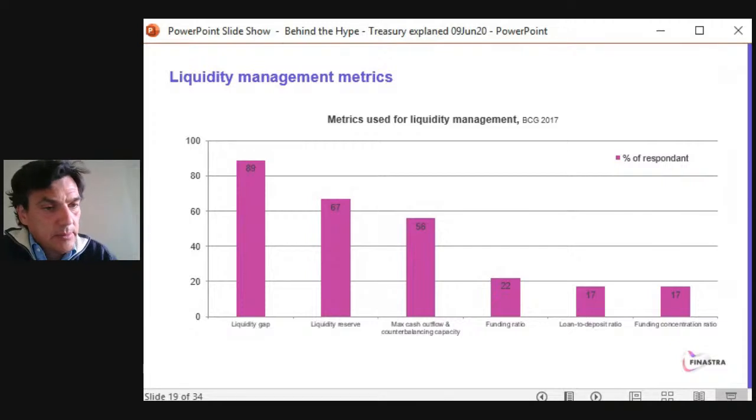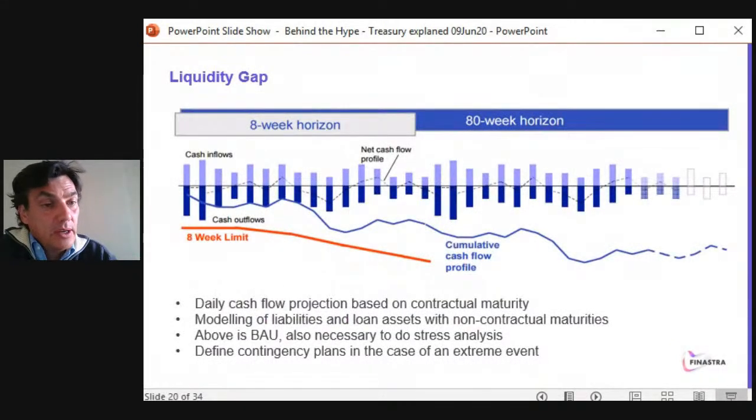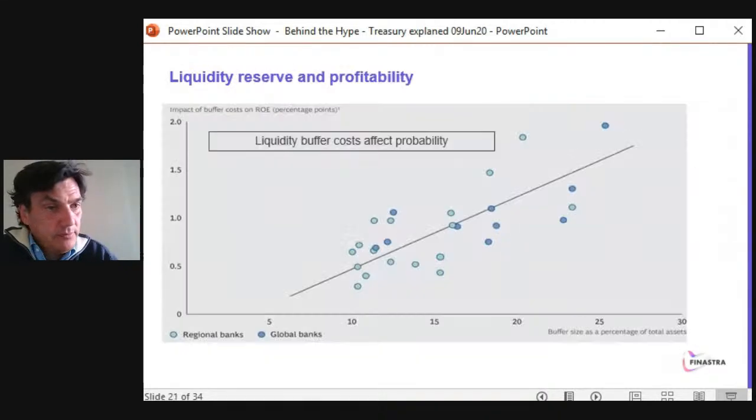So those are instruments that are used day in, day out by treasurers and by middle office in treasury functions at medium banks. The liquidity gap, for example, here you have an example, and here it's an 8-week limit, but you will draw a chart of the profile of your assets and liabilities, and obviously you should be able to stress those inflows and outflows over time to make sure that you will not go over your limits.